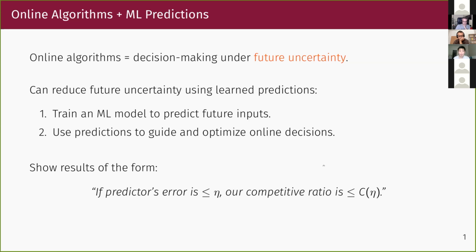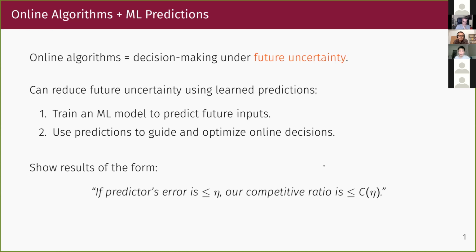In this framework, we typically want to show results of the form: if the predictor's error is at most eta, then our competitive ratio is at most C of eta for some function C. This general framework of online algorithms with ML predictions has received quite a bit of attention recently and has been applied to not only caching, but also scheduling, metrical task systems, and so on.